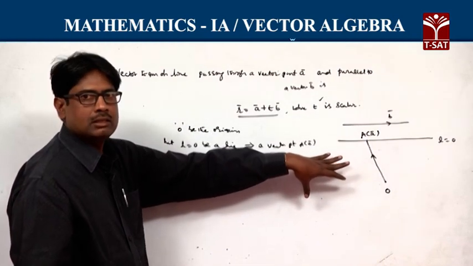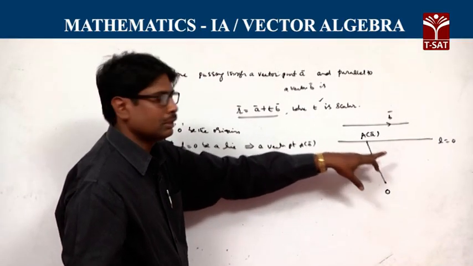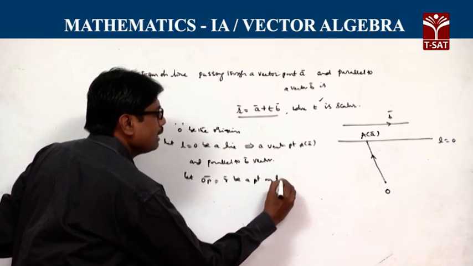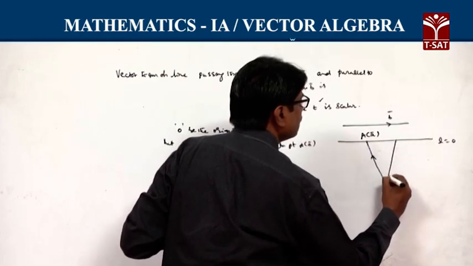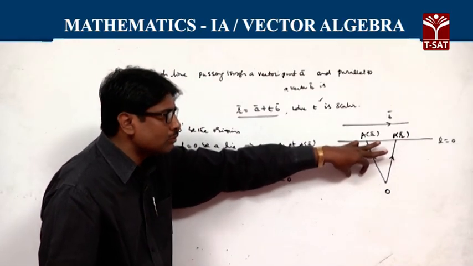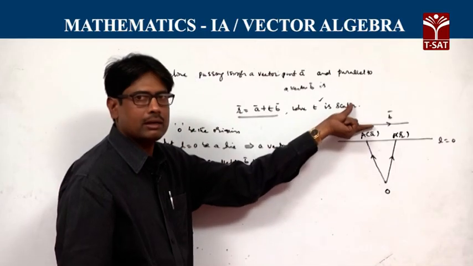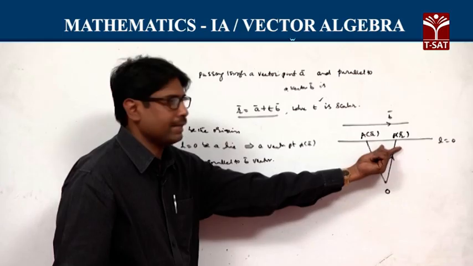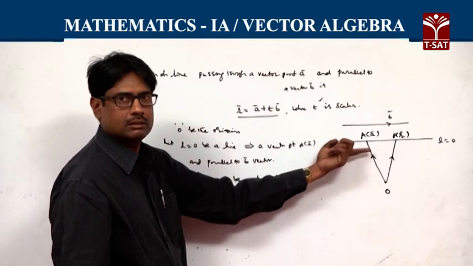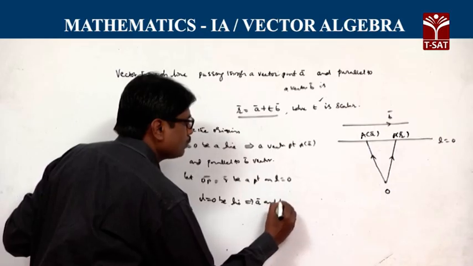In order to prove this, we apply the geometry locus method. Take a point P. Let OP bar equal R bar be a point on the line L equal to 0. How is this line? This line passes through the vector point A bar and is parallel to B bar. P is a parametric point we took on this line, and we are getting the line equation in terms of the point form, known as the parametric equation.